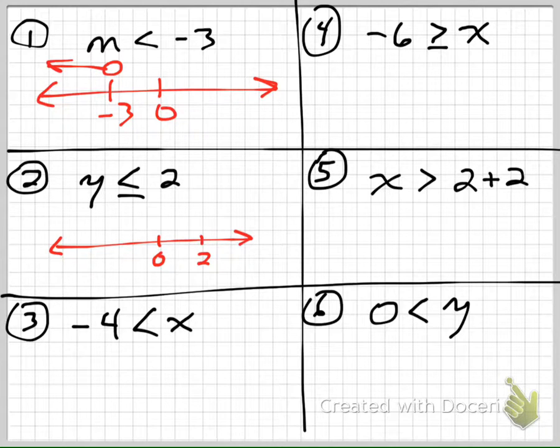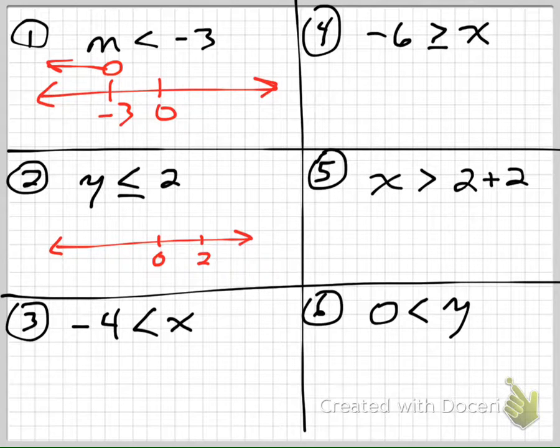Correct. Y is less than or equal to 2. So there's my 0 and 2. Which way is less than again? Left to right? Which way is less than? Left. Left. Brad, you're with me, right?